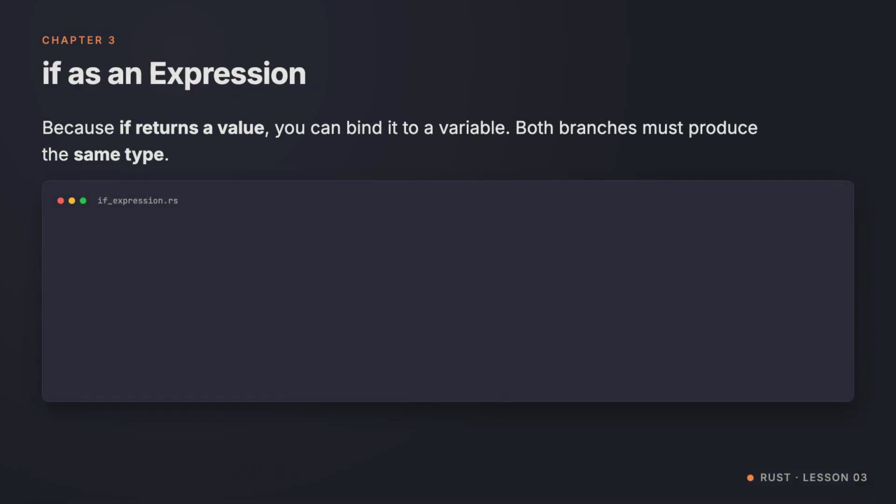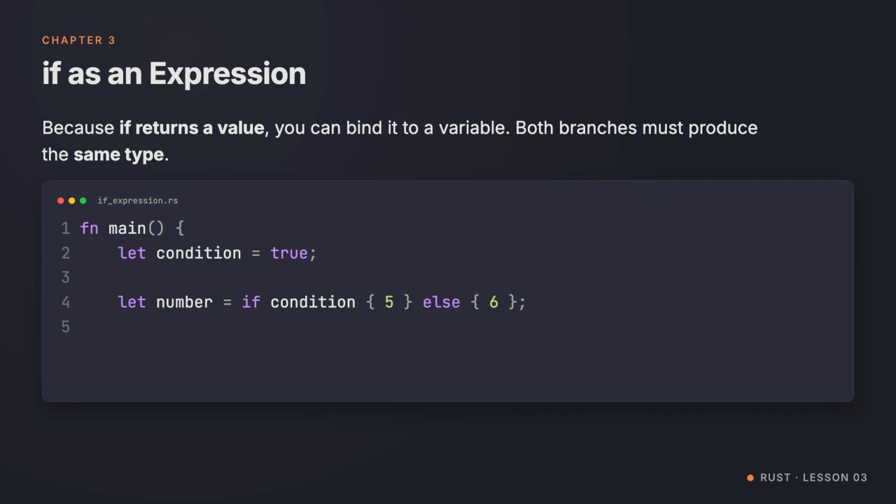Here's where Rust starts to feel different from languages like Java or Python. Remember from Lesson 2, if is an expression, not a statement. That means it evaluates to a value, and you can bind that value directly to a variable using let. Look at the example on screen. We have let number equals if condition, then 5 else 6.